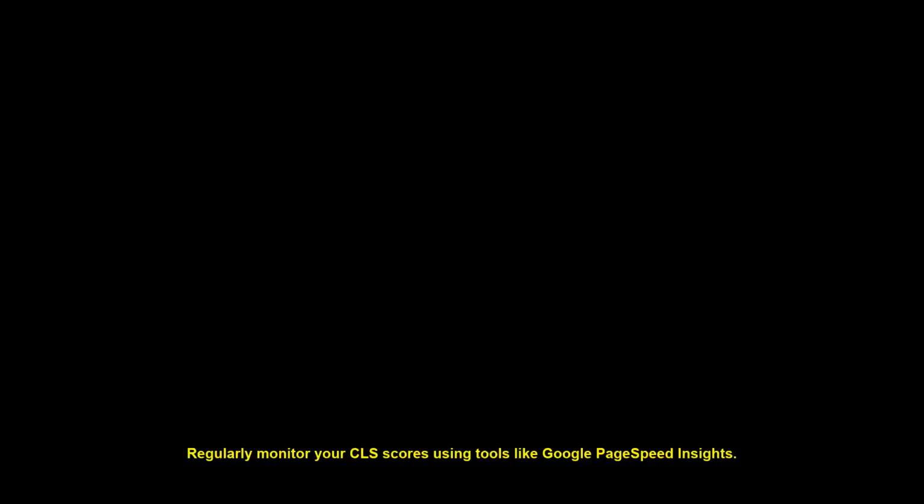Regularly monitor your CLS scores using tools like Google PageSpeed Insights. This will help you track ongoing performance and detect any regression. Incorporate these practices into your development workflow for continuous improvement. Lastly, keep user experience in mind with every design and development choice.